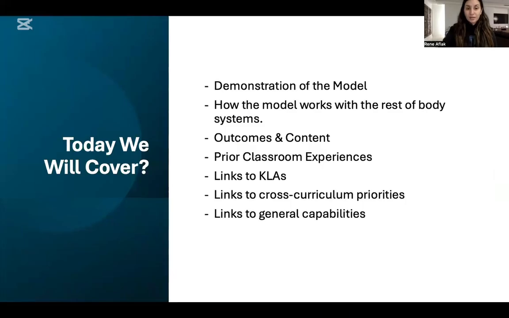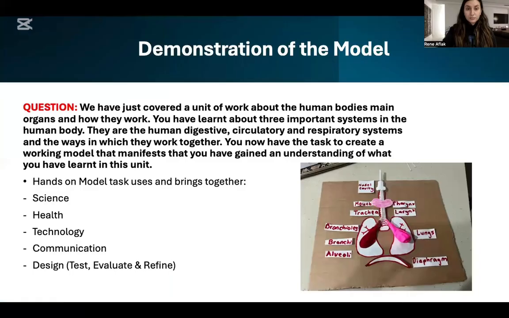Today we will cover demonstration of the model, how the model works with the rest of the body systems, outcomes and content, prior classroom experiences, links to KLAs, links to cross-curriculum priorities, and links to general capabilities.